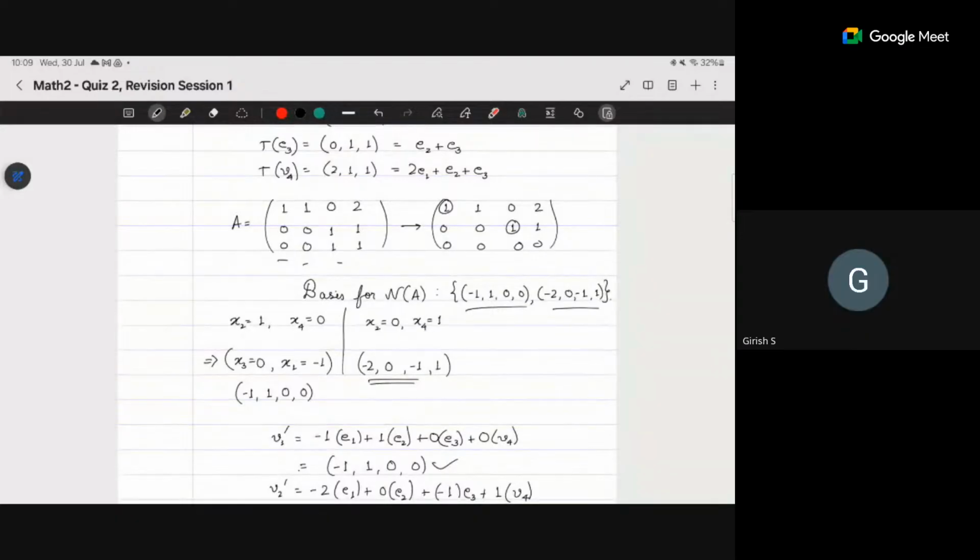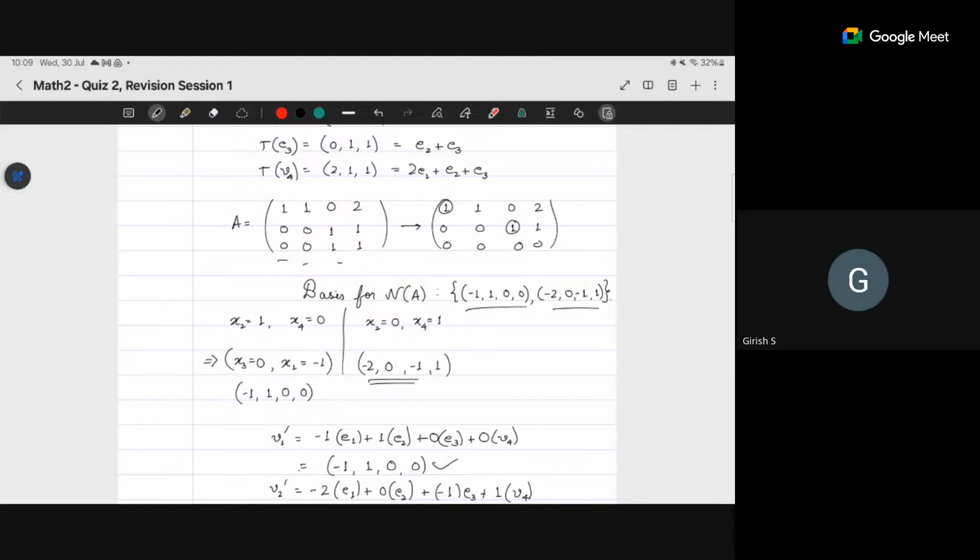Is that fine? Sir, if A is an isomorphism, then we have the nullity to be always 0, is it? Like only one element is there, T of 0? Yes, because if it's an isomorphism, then it is injective. It is at least a necessary condition.